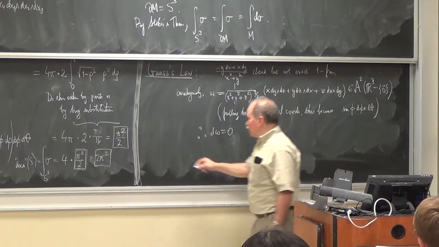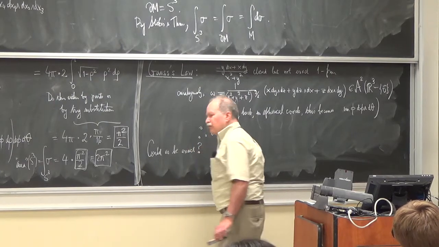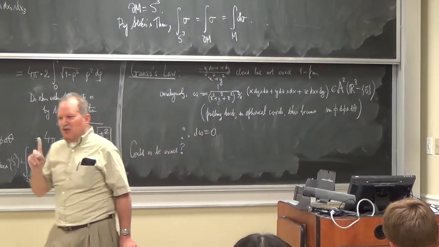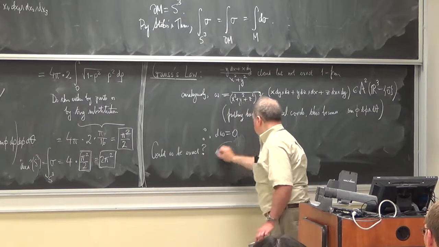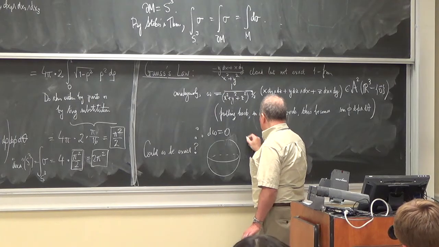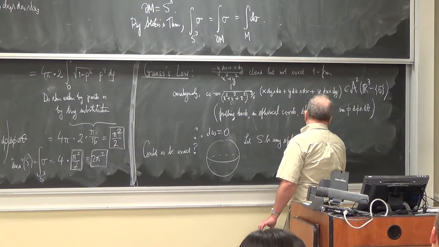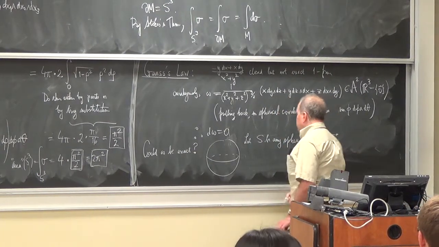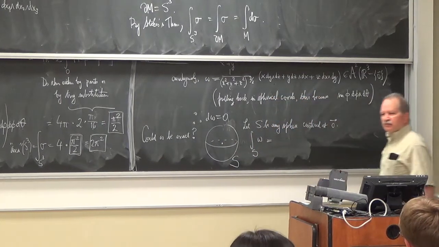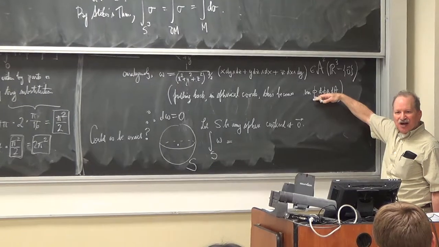Stokes' theorem. Could omega be exact? What did we say was true as a consequence of Stokes' theorem? Take the sphere, I don't care what radius. What do you get if you take any sphere centered at the origin? Say the unit sphere. What is the integral of omega over S? You're integrating this 2 form. What did we say that was?